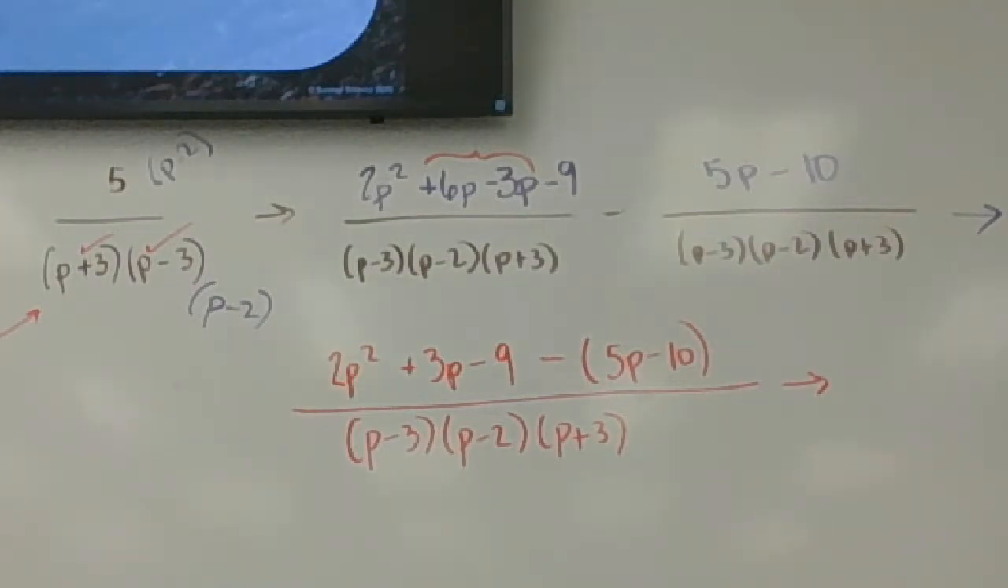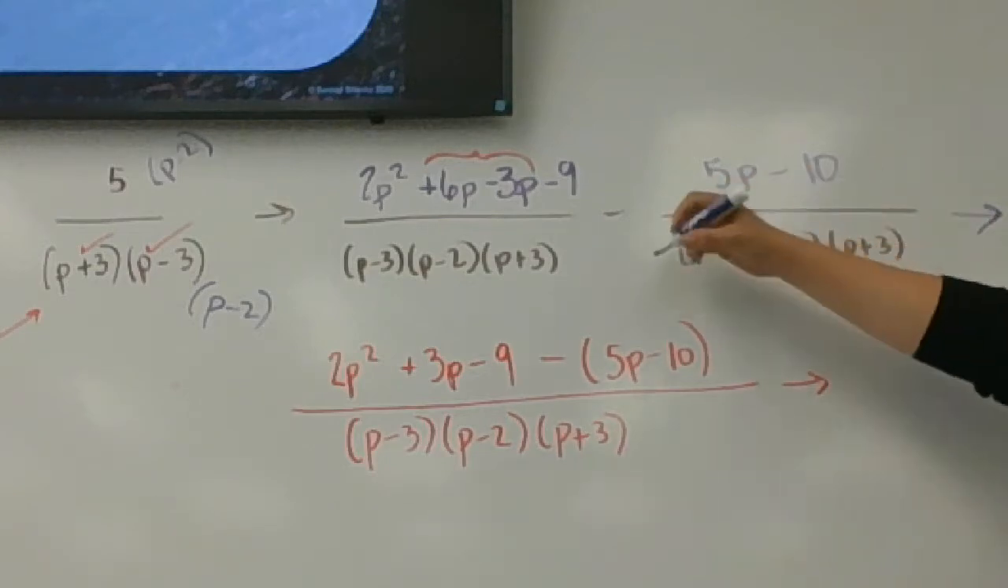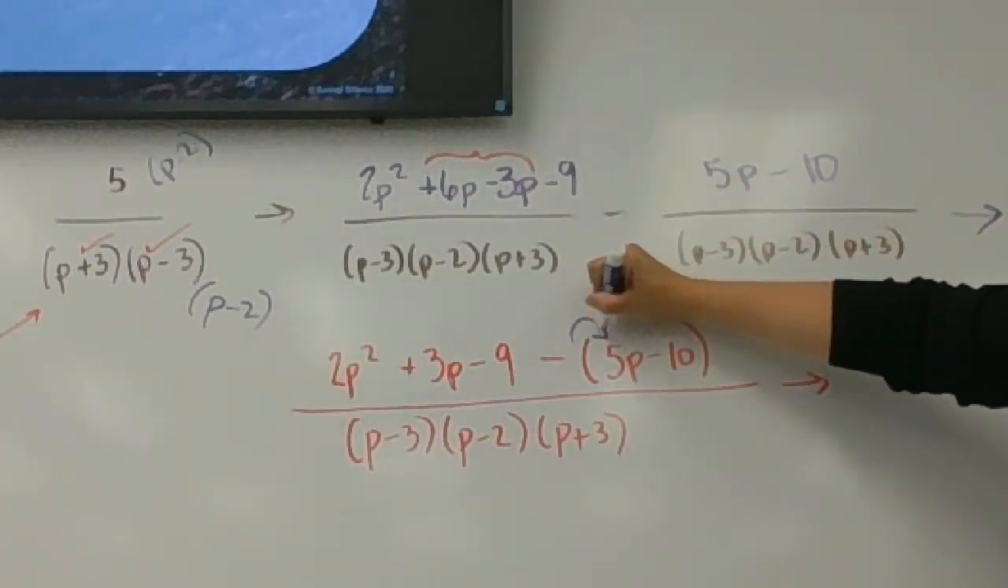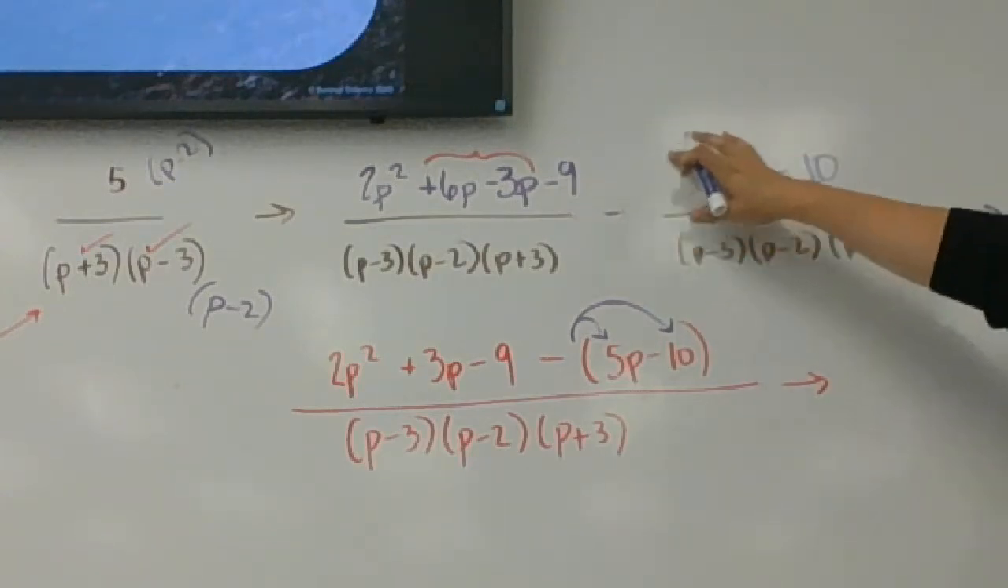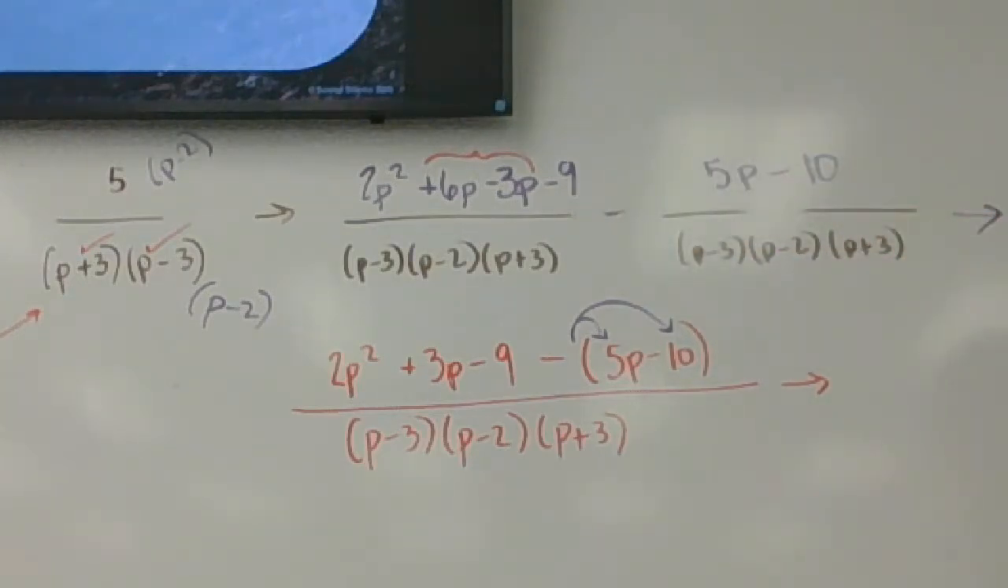Where we see mistakes is in distributing this minus sign. With subtraction, you have to make sure that you distribute that to this whole numerator here. So we'll actually make that a plus 10. I'm going to rewrite it 2 more times and I'm going to be done.